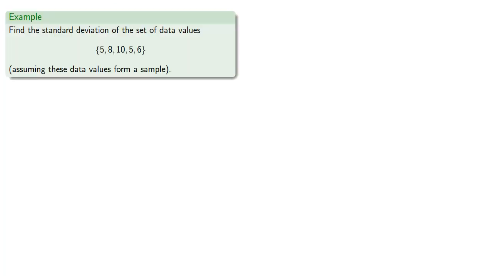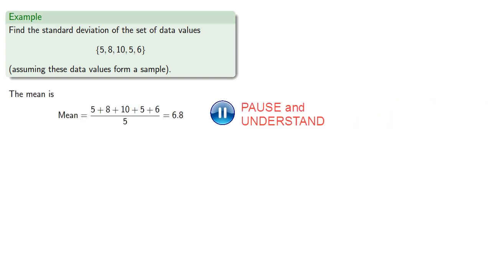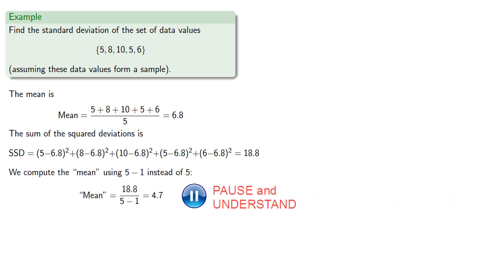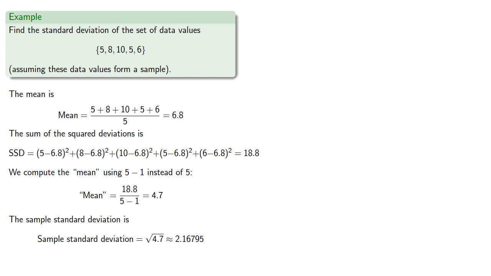So let's say we have our same set, but this time let's assume these data values form a sample from a larger population. Well, we're still going to find the mean. We're still going to find the sum of the squared deviations from the mean, but this time instead of finding the true mean of these deviations, we'll compute what you can think of as a pseudo-mean using 5 minus 1, 4, instead of 5, and so that gives us 4.7. And then our sample standard deviation is still going to be the square root of this amount. And again, properly speaking, since our data values only give us one significant figure, we should round this sample standard deviation to one significant figure, so we'll round this off to 2.